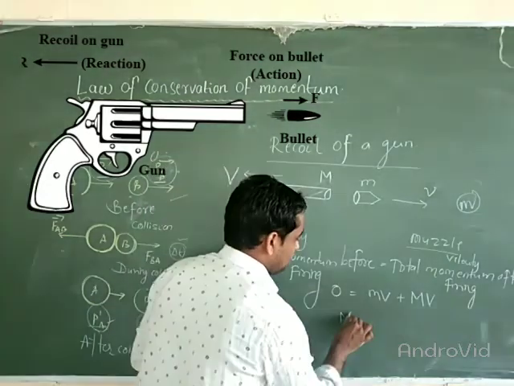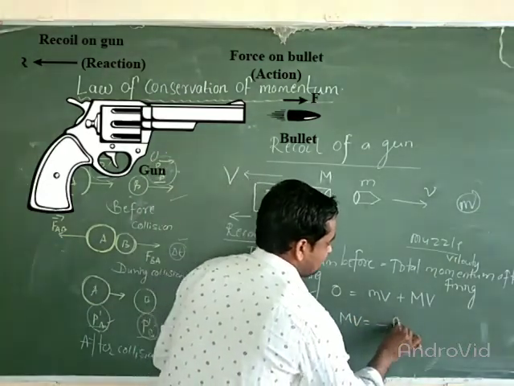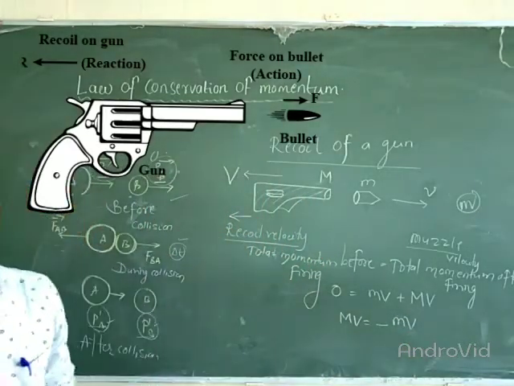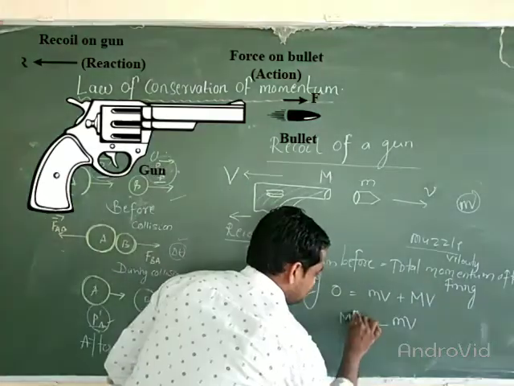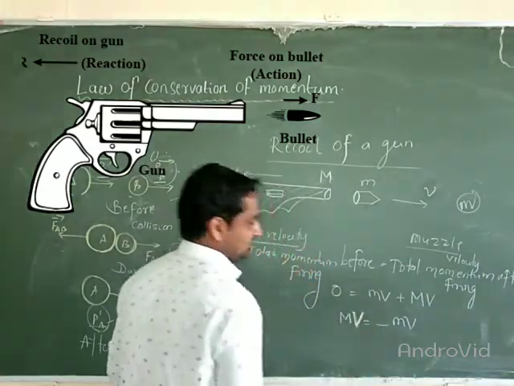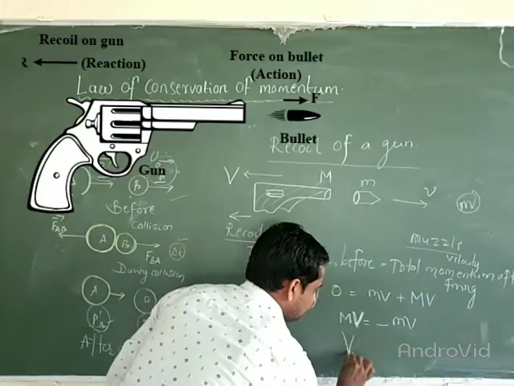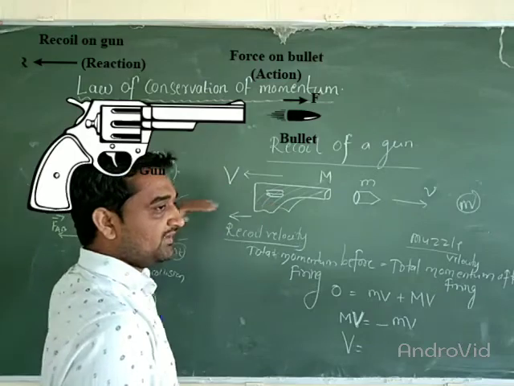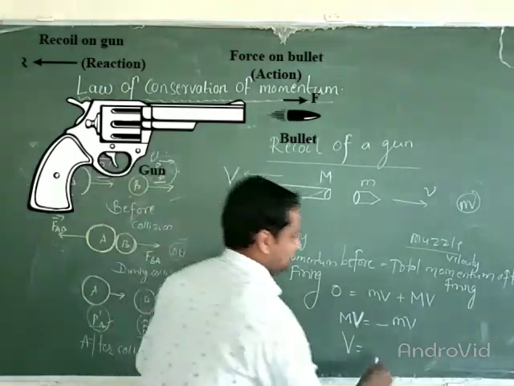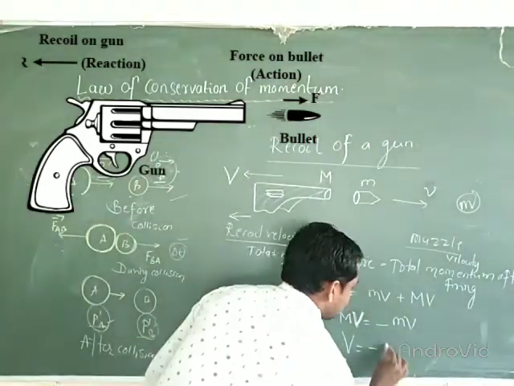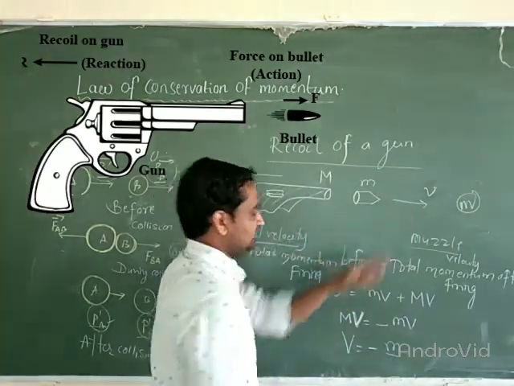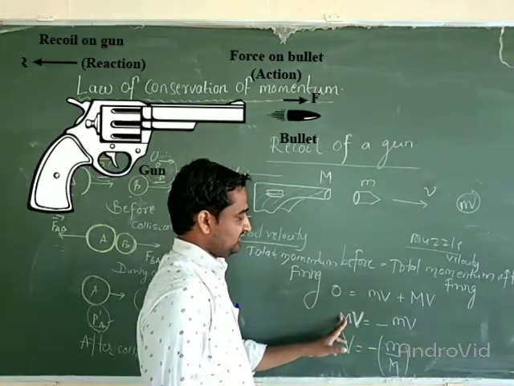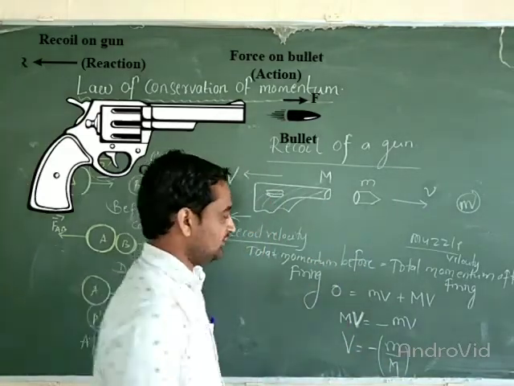Now what we can write here? This M into V is equal to minus m into v, we have just made the rearrangement in the equation, right? Therefore this is capital letter V, this is capital letter M. So capital letter V is equal to what? The recoil velocity of the gun. The velocity with which the gun moves in the backward direction, we write it as capital letter V. So V is equal to minus small m, the mass of the bullet, divided by the mass of the gun. I have taken this M to the RHS, so it comes in the denominator.